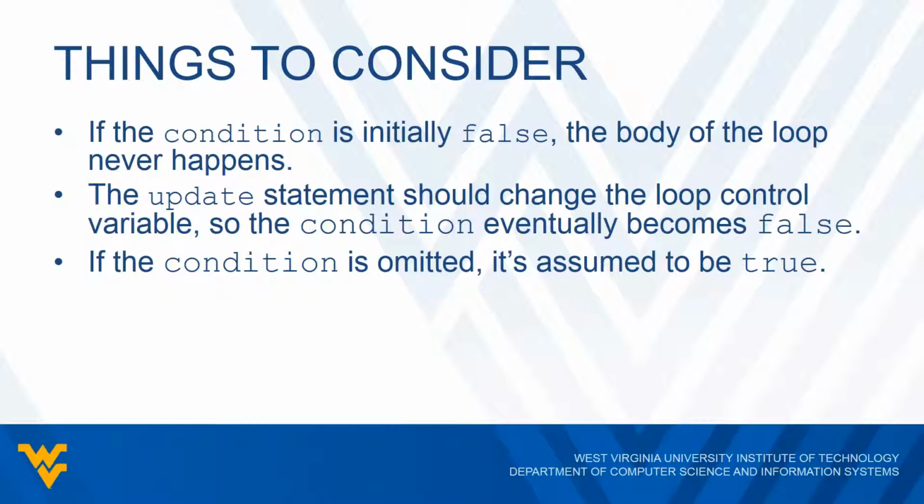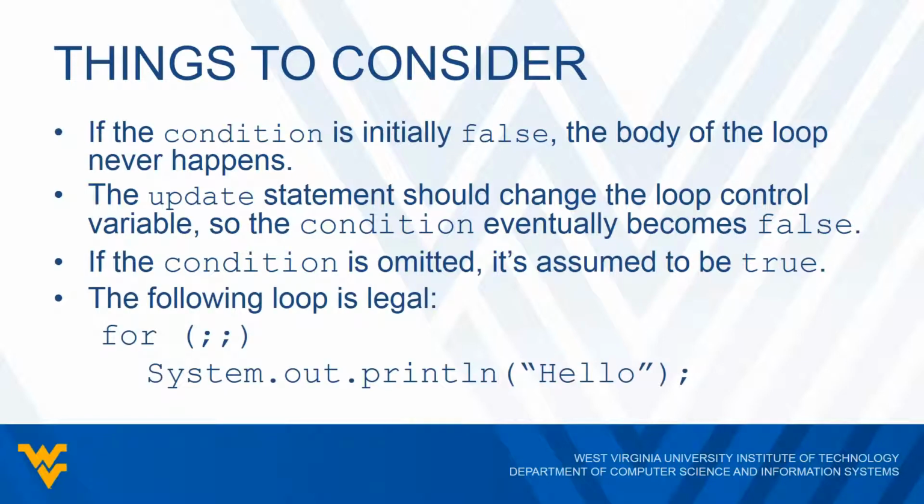Now, if we omit the condition, then we just assume that our condition is true. So if we just don't put anything in there, it's just true. So let me give you an example. This loop here is perfectly legal. We can just say for, and then nothing's in there except for 2 semicolons. Syntactically, this is correct, and this will run. But what's going to happen is we're going to print hello forever because our condition, which is supposed to be right around here, is omitted, so we just assume it's true. So therefore, we get an infinite loop.